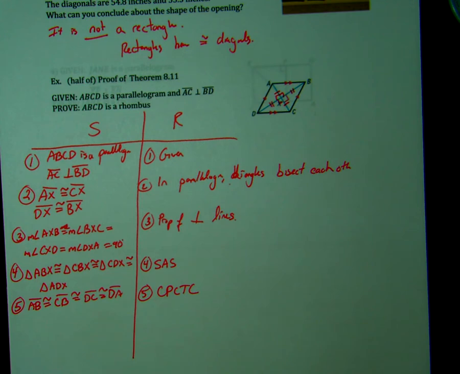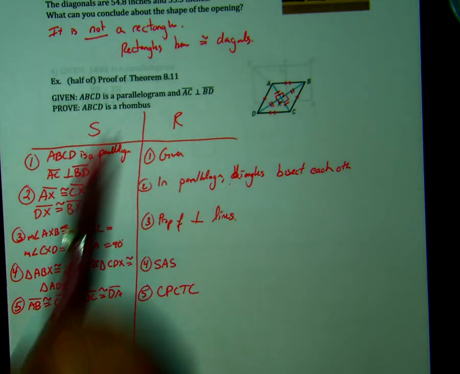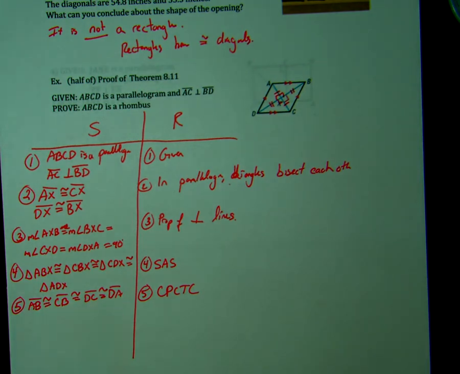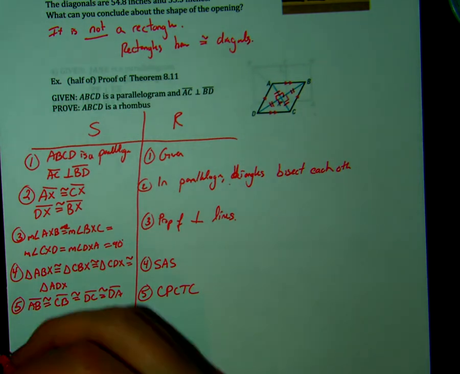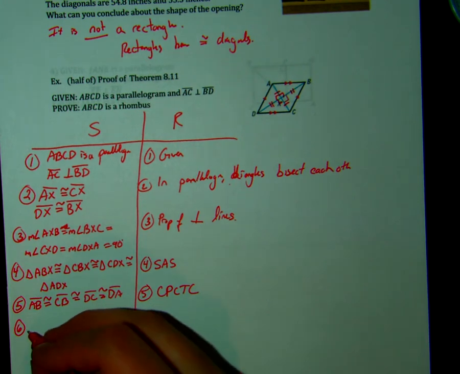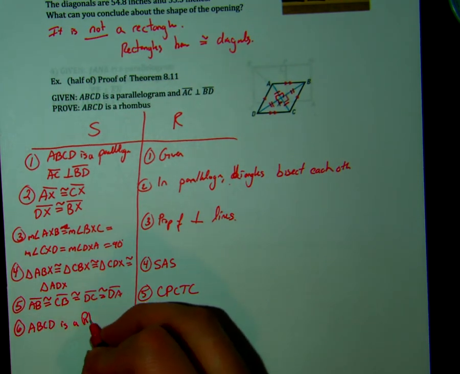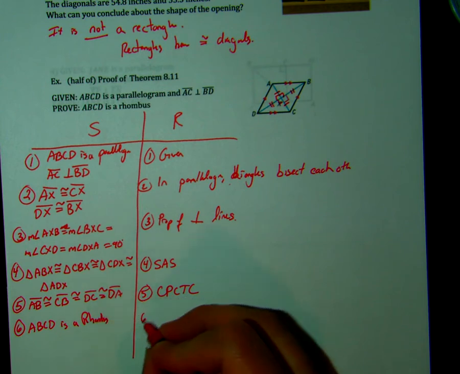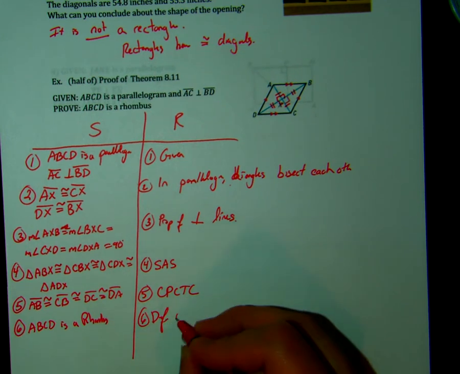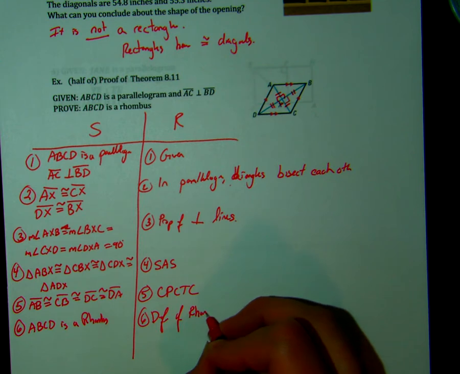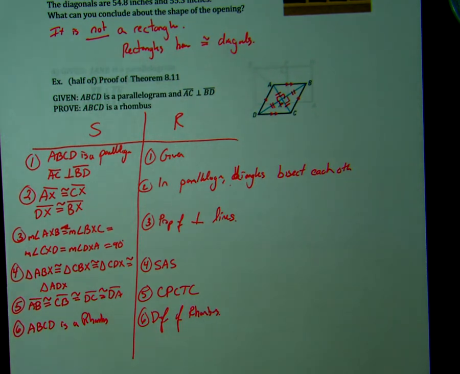Okay? However, that's not the end of our proof, because we actually need to prove that it is a rhombus. I've just shown that these four sides on the outside are all congruent. That is pretty much all I need, though. So ABCD is a rhombus, and this is just the definition of a rhombus. Okay, we have shown that it has four congruent sides. Okay, super.